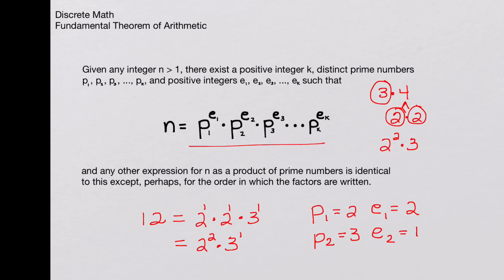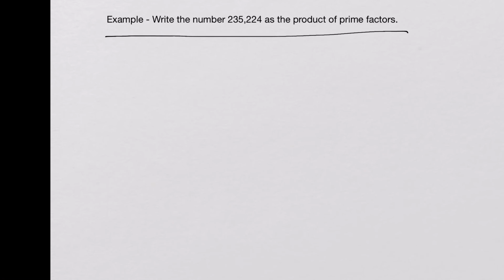So now let's apply this in actually factoring and writing a number as a product of prime factors. In this example, we want to write the number 235,224 as the product of prime factors. So what I'll do to get started is, my goodness, this is going to take a little while. You probably want to have a calculator with you right now.